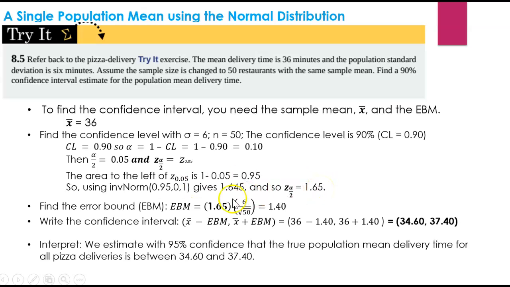So find the error bound, EBM. That's going to be 1.65 times 6, the standard deviation, over the square root of 50, which is 1.40. That gives us a confidence interval of 34.60 to 37.40. If we interpret that, we estimate with 90% confidence that the true population mean delivery time for all pizza deliveries is between 34.60 and 37.40.